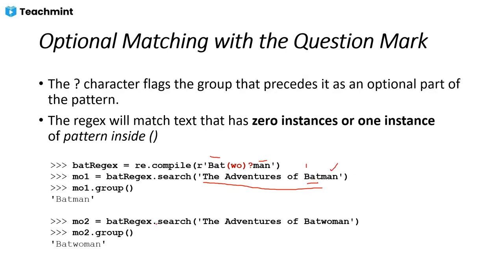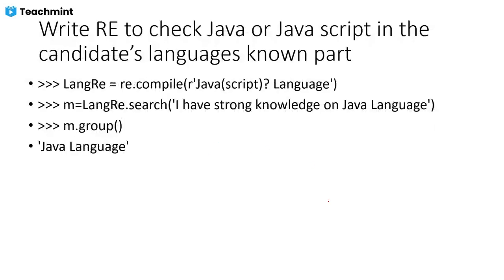Okay. Now, in this example, The Adventures of Batwoman. The first part is a match. W is a match because it is zero or one occurrence. That is true. The last is man. So the pattern is a match. The pattern is found. The group will return the matching object, that is Batman or Batwoman.